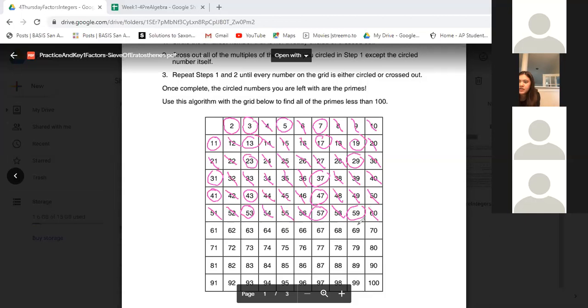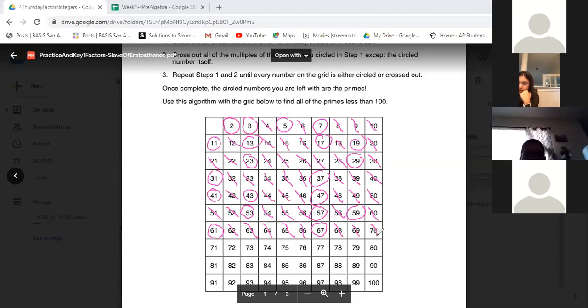All right, Labdi, can you do this next row? Yeah. 61 is circled, and 62 is crossed out, and cross that one out too, and that one, and that one, and also that one. Circle, cross it out, cross it out, cross it out. All right.